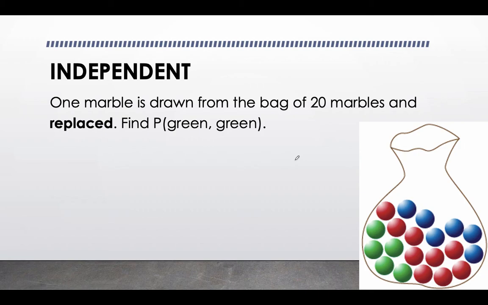Here's another example of an independent event. 1 marble is drawn from a bag of 20 marbles and replaced. Find the probability that you would select a green and then another green. Since there are 5 out of 20 greens, that is a 5 out of 20 chance of picking a green, putting it back, and then another 5 out of 20 chance of picking a green again. I would highly recommend in this case simplifying our fractions before multiplying them so that it makes our result in simplest form. So that's a 1 out of 16 chance of picking a green and then another green as long as the first marble is replaced.